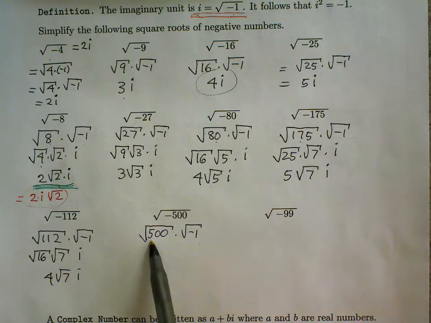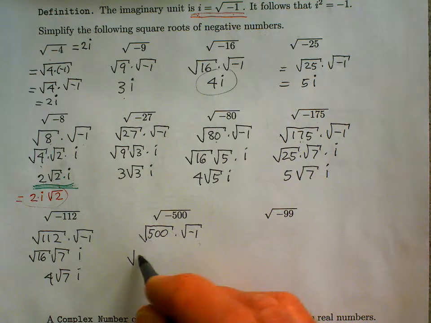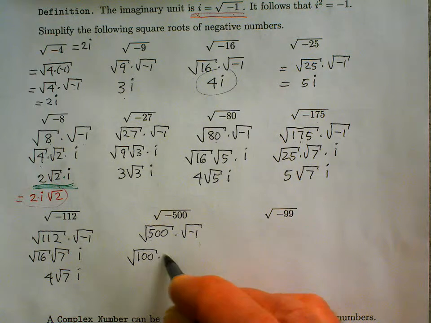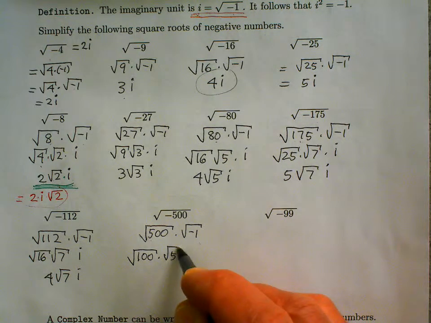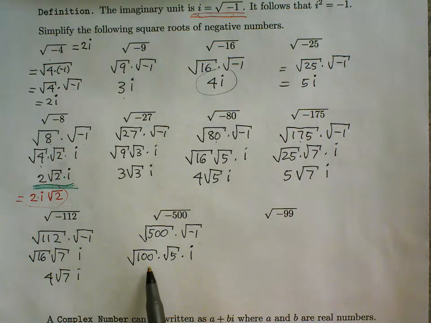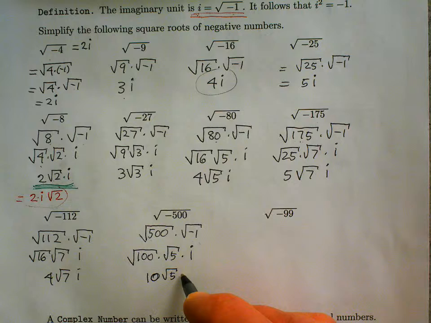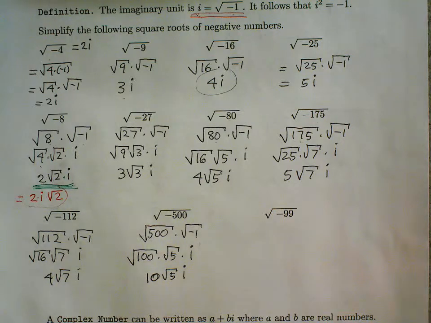The largest factor of 500 that's a perfect square is 100. 100 times 5 is 500. So we can rewrite this as the square root of 100 times the square root of 5 times i. And then the square root of 100 is 10. So our simplified answer is 10 times the square root of 5 times i on the outside of the square root.